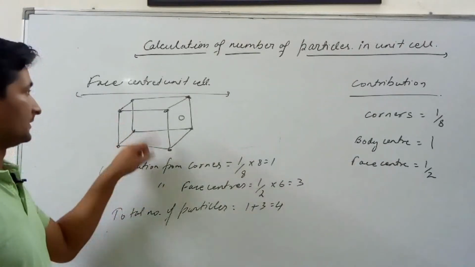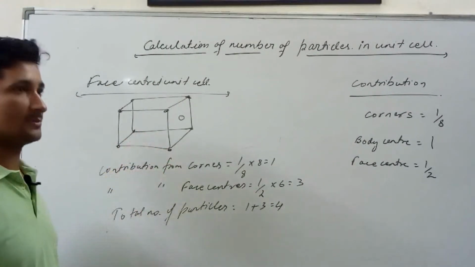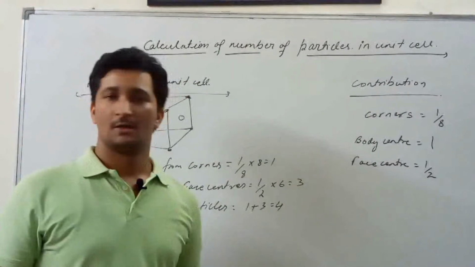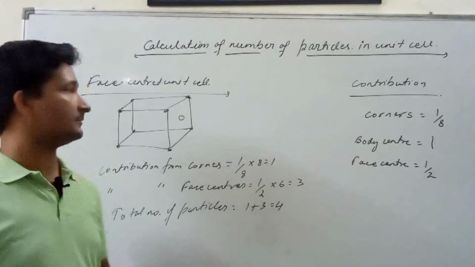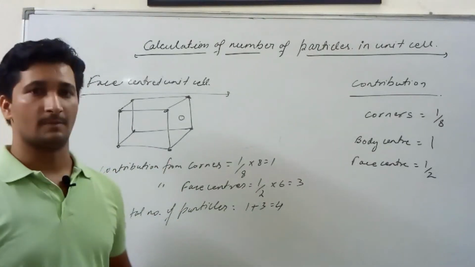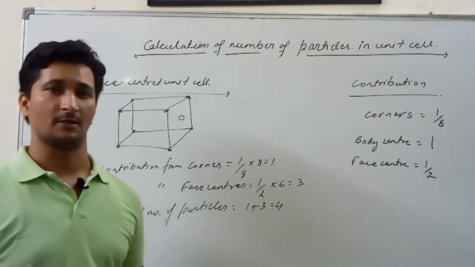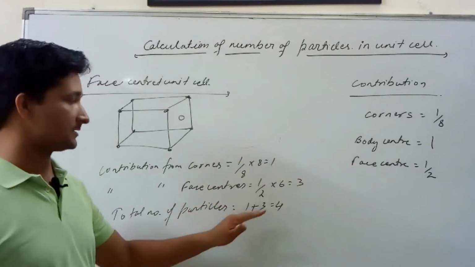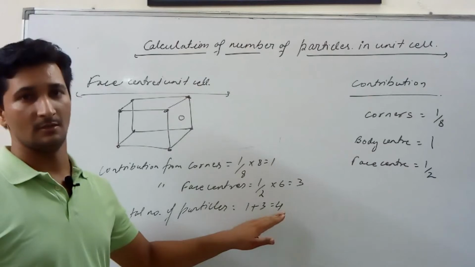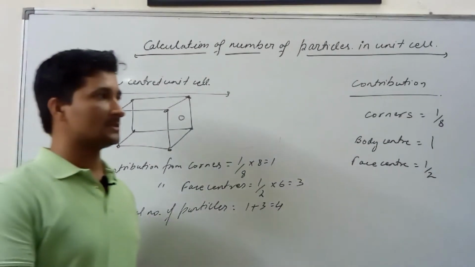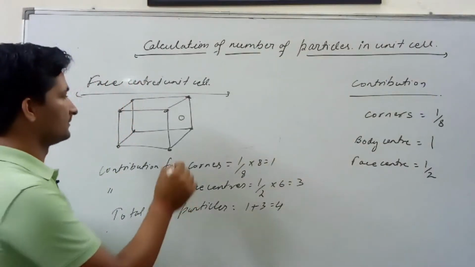But if we look at the total number of lattice points, then 8 from corners and 6 from face center. So there are 8 plus 6, 14 lattice points in a face centered unit cell, but the total number of particles which are present is only 4.